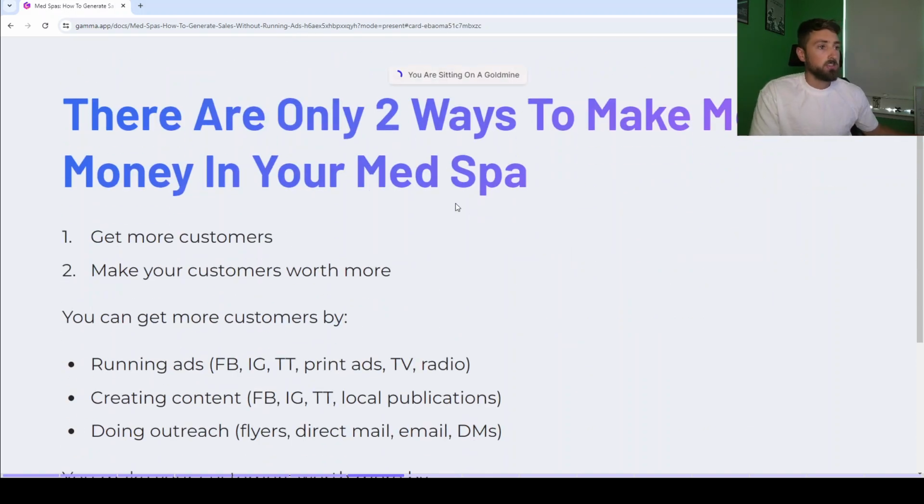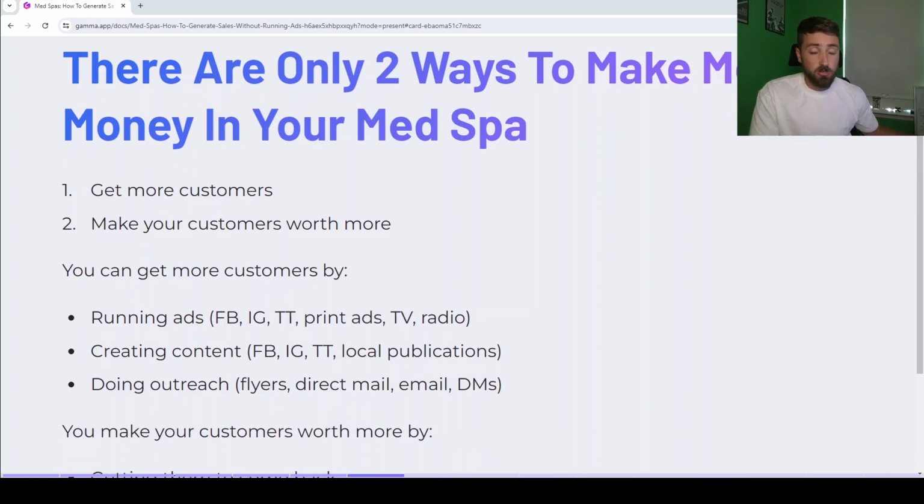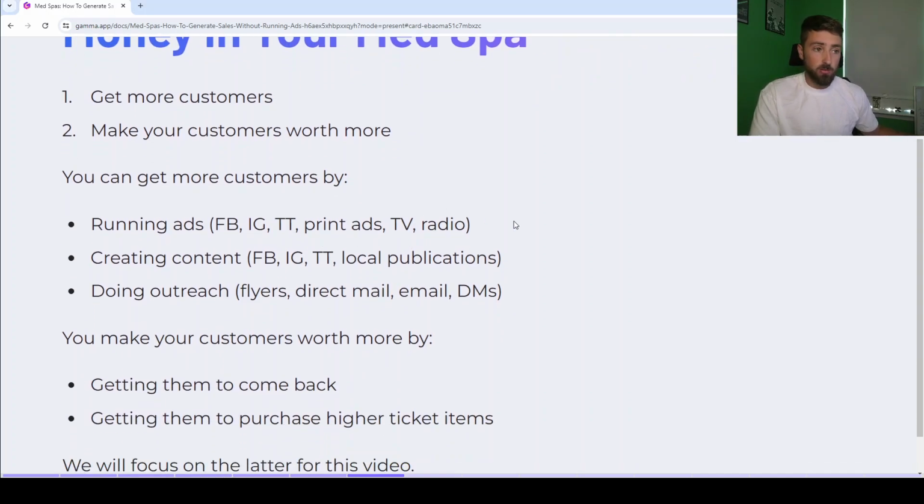So there are really only two ways to make more money in your med spa. And the two ways to make more money in your med spa are to get more customers, right? Or to make your customers worth more to you as a business. And so you can really only get more customers in three different ways. So you can run paid ads, right?